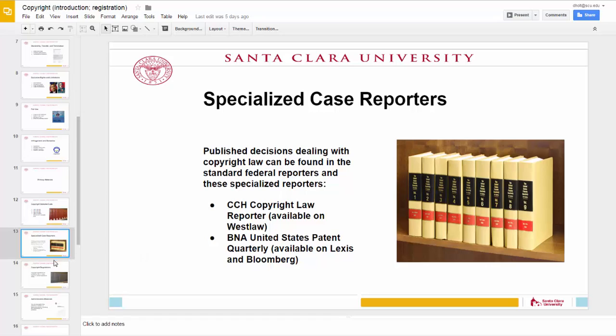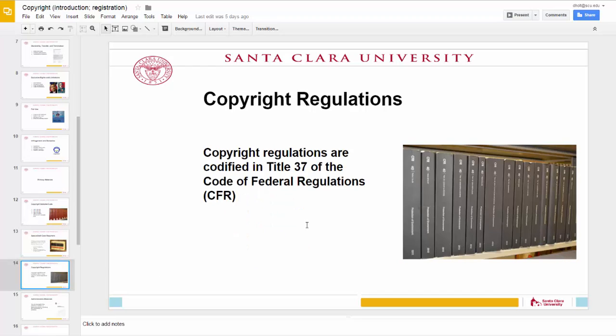Copyright regulations are codified in Title 37 of the CFR. The Code of Federal Regulations is available on all of the platforms that we use, so Westlaw, Lexis, and Bloomberg. It's also available for free via a number of other sources. Remember, unlike statutory code, there are not annotations that have been provided by publishers to the federal regulations, but you can Shepardize and KeyCite sections from the CFR to see where they have been cited in published opinions, in legal scholarship, and in other secondary materials.